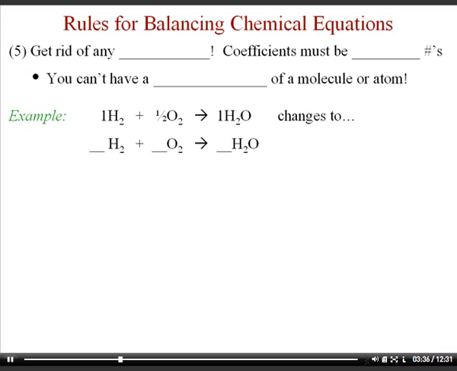Now rule number 5 says you have to get rid of fractions. Coefficients have to be whole numbers, so you can't have a fraction of a molecule or fraction of an atom. So if you look at this example, we have a 1 to a half to a 1 ratio, and again, this is correctly balanced in terms of counting the number of atoms, but our rule says that chemical equations need whole numbers in front. So in order to get rid of this fraction of 1/2, you can double everybody to get to the correct ratio of 2 to 1 to 2. As we knew from all of our previous examples.